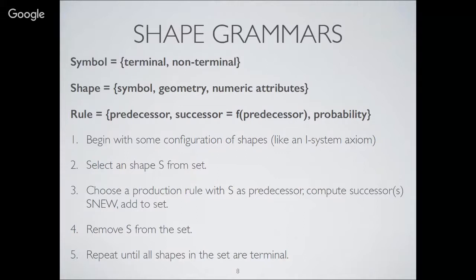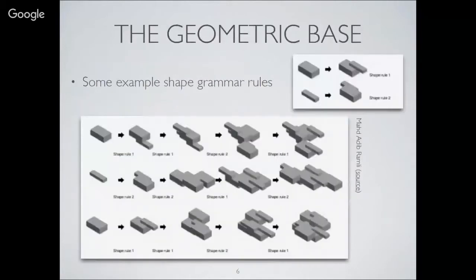So how does the production process work? Well, I begin with some collection of shapes. Going back to this first example, the initial configuration in this example is just one block, either a big one or a small one.